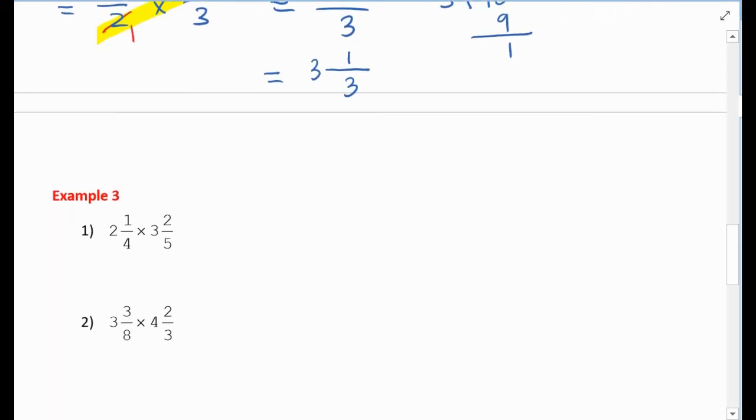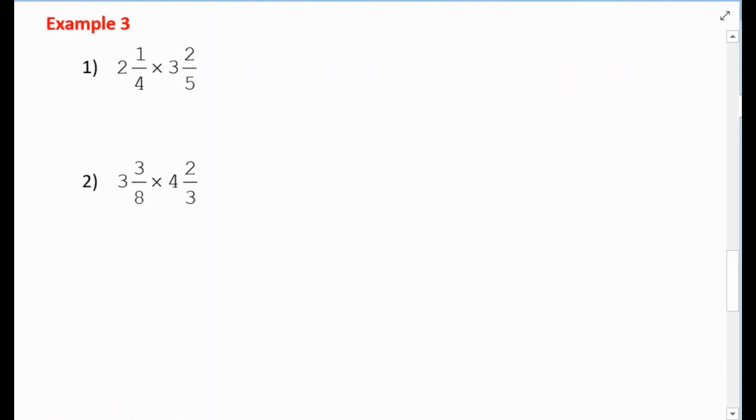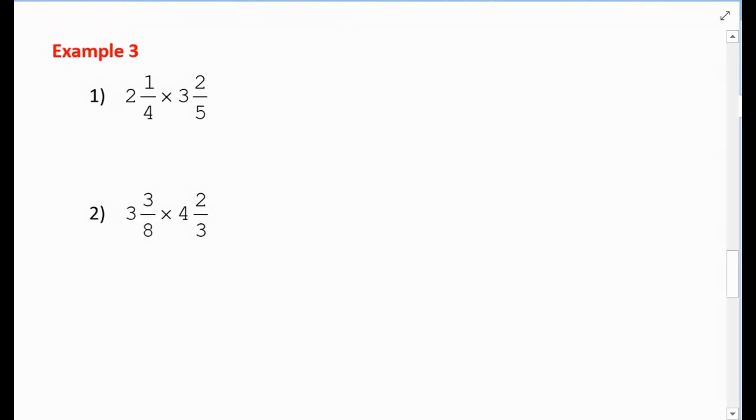Right. Next, example 3. Again, I want you to pause the video and solve number 1 and 2. So first step, convert the mixed numbers to improper fractions, and reduce when you multiply. Go ahead, everyone.